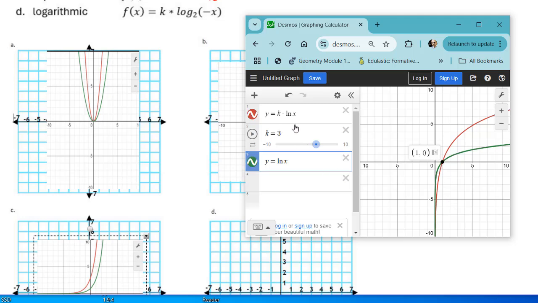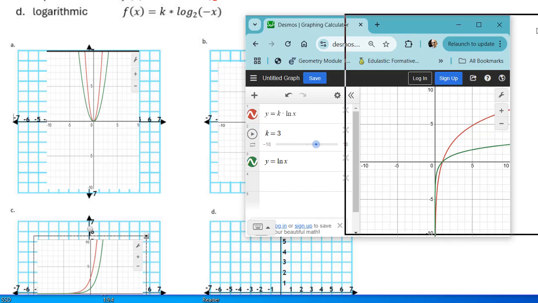Okay. And then when I multiply by 3, all right, we get the red curve, and it still goes to that same point, 1 comma 0. Check that out. And when I slide this around, no matter what I do, it goes to that point 1 comma 0. Isn't that interesting? Okay. And I'll leave the k on 3 because I think that's what I put in the attached graph, and we'll put that in there.